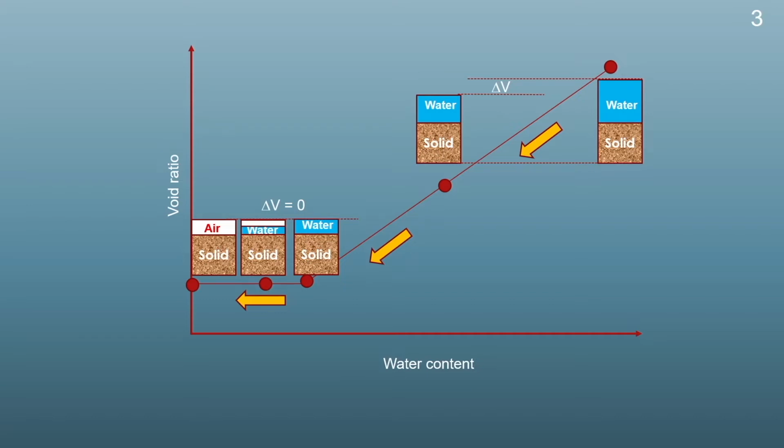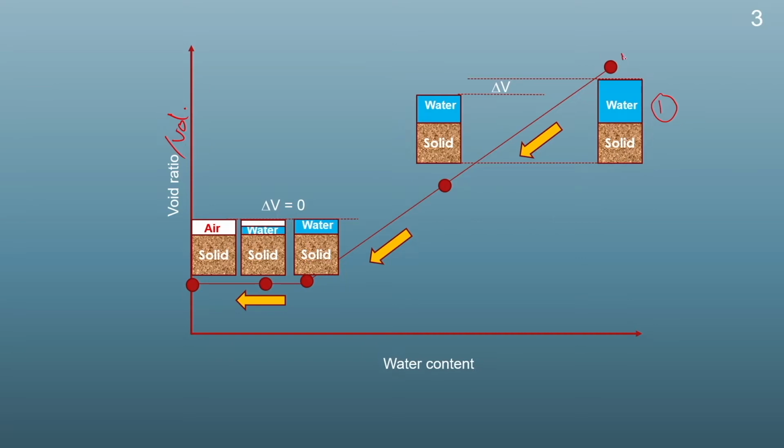Talking again about the change in the volume of the soil, if we plot a graph between the void ratio or the volume of the soil and the water content, we can get a distinct curve like this one. Initially we assume the soil is fully saturated and the water content is approximately equal to its liquid limit.